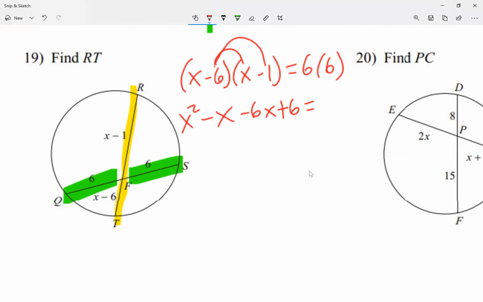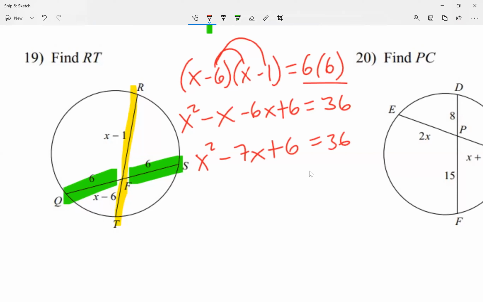And then this is all going to equal 36, right? 6 times 6. That's where I got the 36. Okay. On the left side, let me combine my like terms. Let me call this x squared minus 7x plus 6 equals 36. Now the minus 7x comes from here, a -1 and a -6. I combine my like terms, so that gives me a -7.